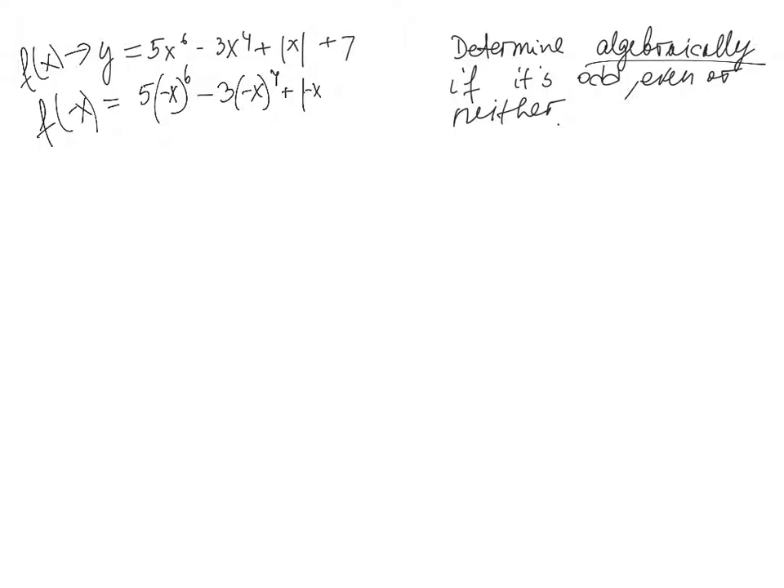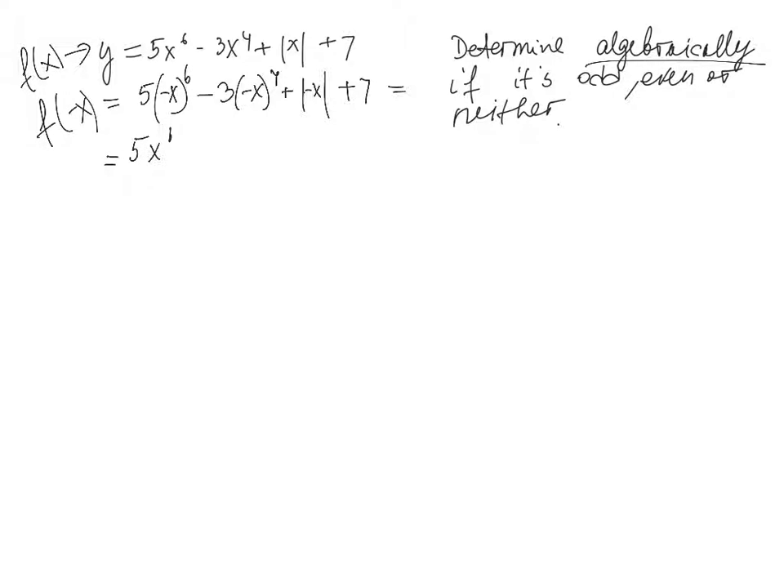Just x itself, plus 7. And then we simplify it. Negative x raised to the 6th power. The 6th power itself is an even function, so it really doesn't matter, positive or negative x, the answer will be the same.